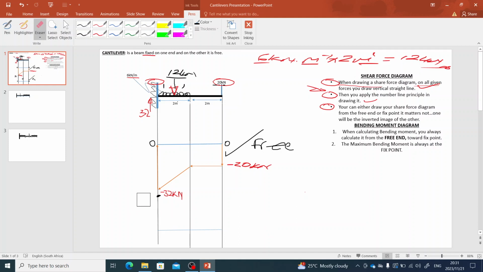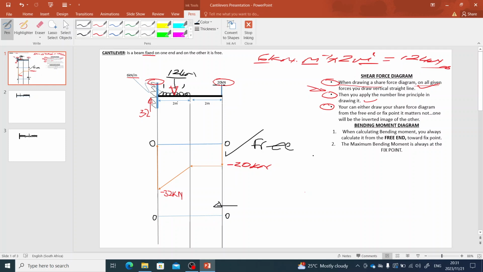When coming to the bending moment, please make note. When calculating bending moment, you always calculate it from the free end towards the fixed point. Now, when coming to bending moment, good people, please make note. You start your bending moment from the free end going towards the fixed point. Always you start from the free end going towards the fixed point.